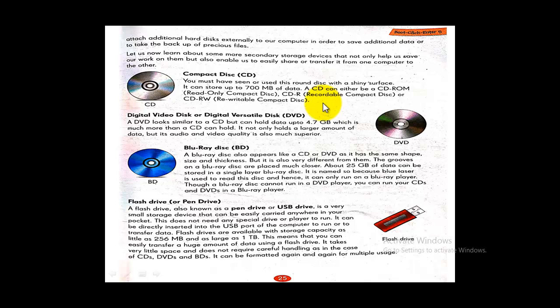Any movies, videos, songs or MP3s we can record in this compact disk, but you cannot erase it again. But in a CDRW, that is rewritable compact disk, you can record it, and after using, whatever you want to copy, you can erase it again. Then you can record it again.